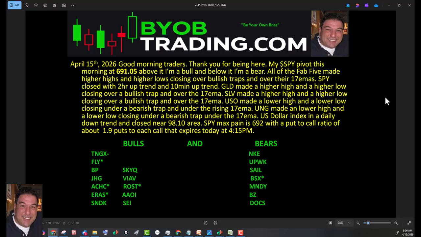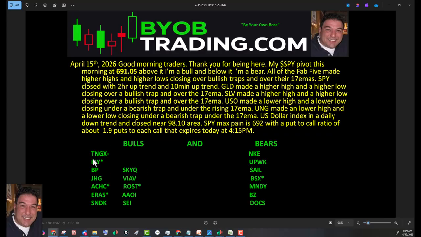SPY max pain 692 with a put to call ratio of about 1.9 puts for each call that expires today at 4:15. Remember, those index options expire at 4:15. Security options expire at 4. All right, let's take a look.